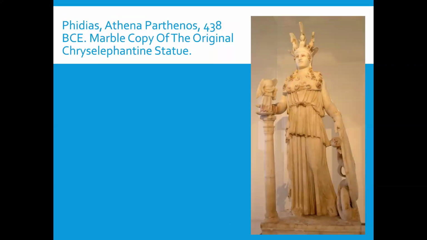So here is a small marble copy of the original, and everywhere there were references to victories. The soles of her sandals depicted the Centauromachy. The outside of the shield was the Amazonomachy, which, by the way, the Amazons were women who did fight, and in the mythology, they would cut off one of their breasts so that they could be better archers. And they were considered monsters as well. They were something to overcome.